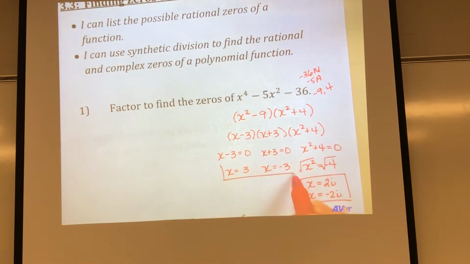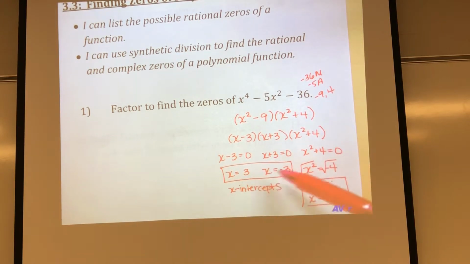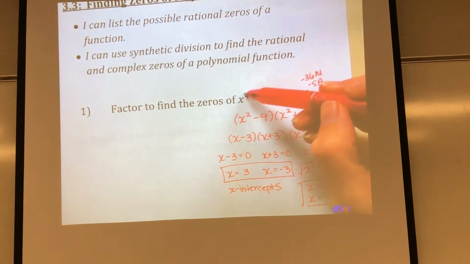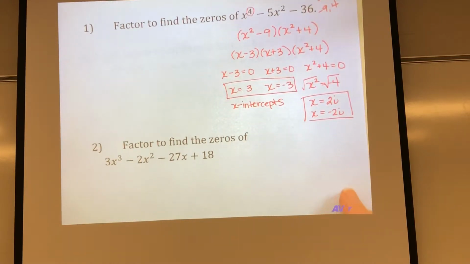So these two that don't have the i's with them, these would be our x-intercepts. And then the two that have the imaginaries will not show up on your graph. But part of the reason we have 4 answers here is because we had it to the 4th power. So the degree tells you about the zeros. It means you can have a maximum of 4 zeros there. All right, let's try another one.